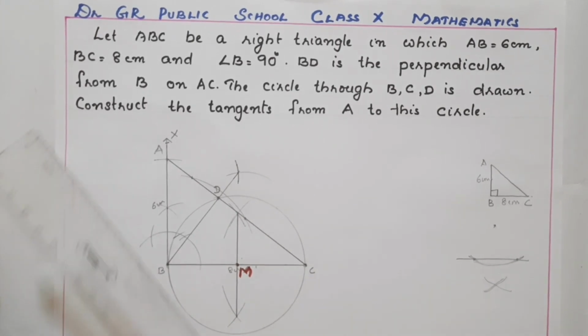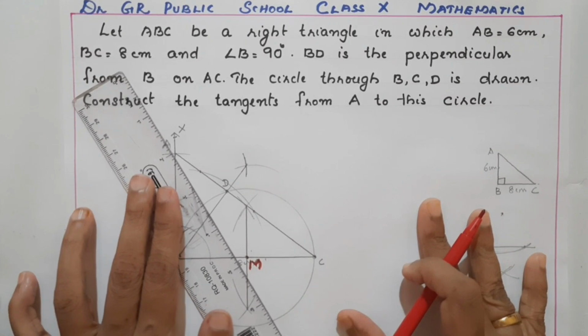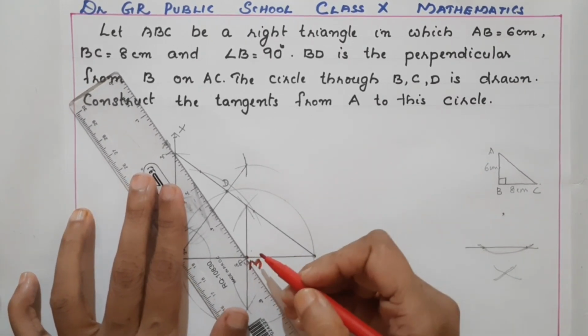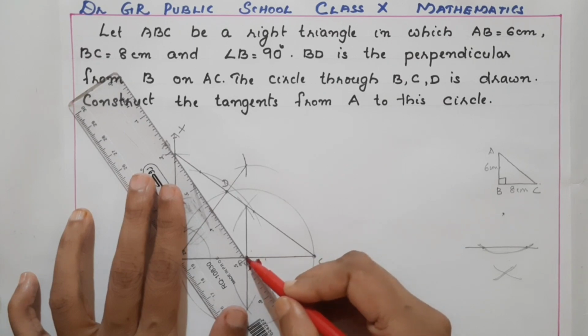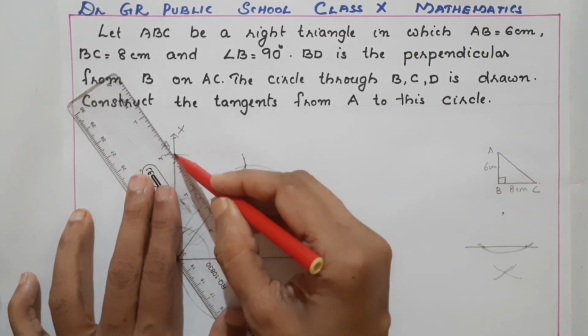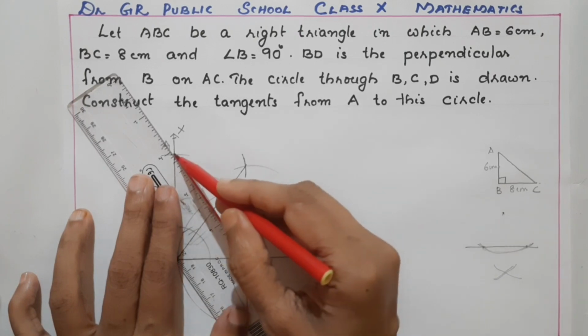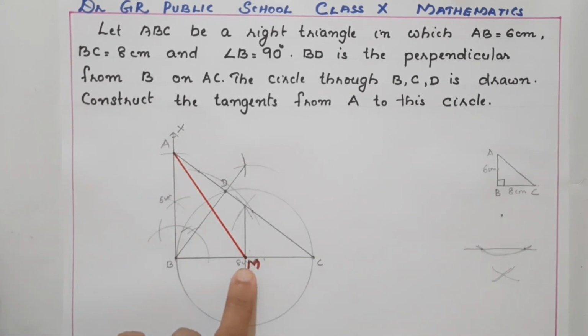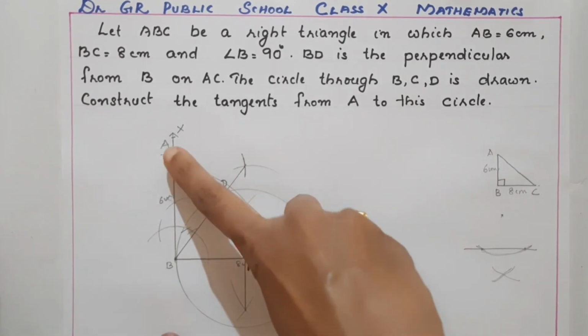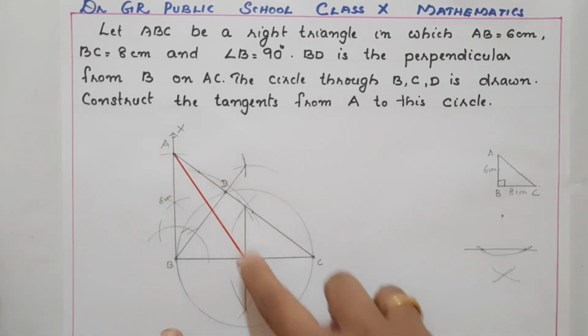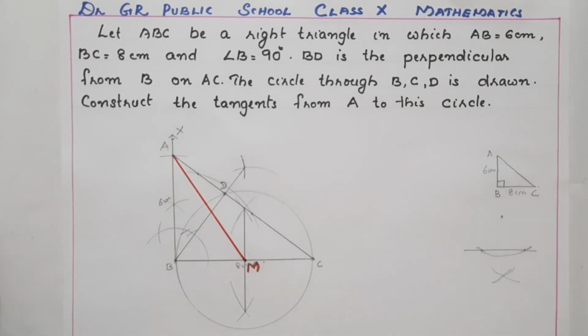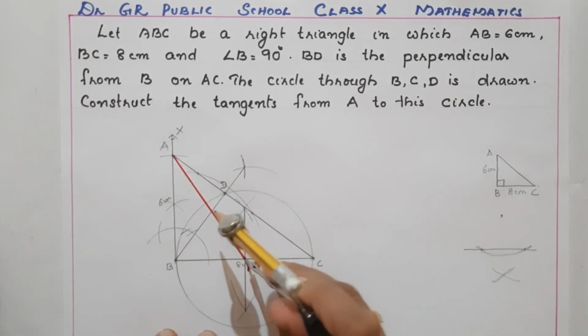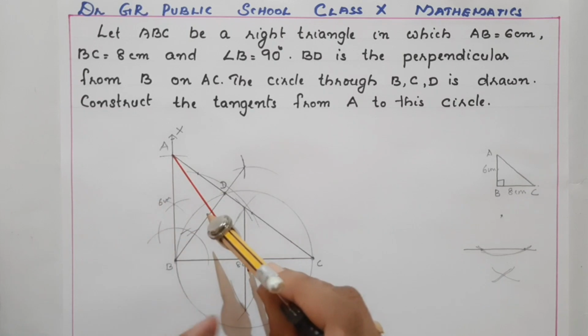So let me draw. Join the exterior point and the center. Then after joining these two points, how will you get the tangent? We have to draw the perpendicular bisector of this line segment, isn't it? So I am going to draw the perpendicular bisector of AM.